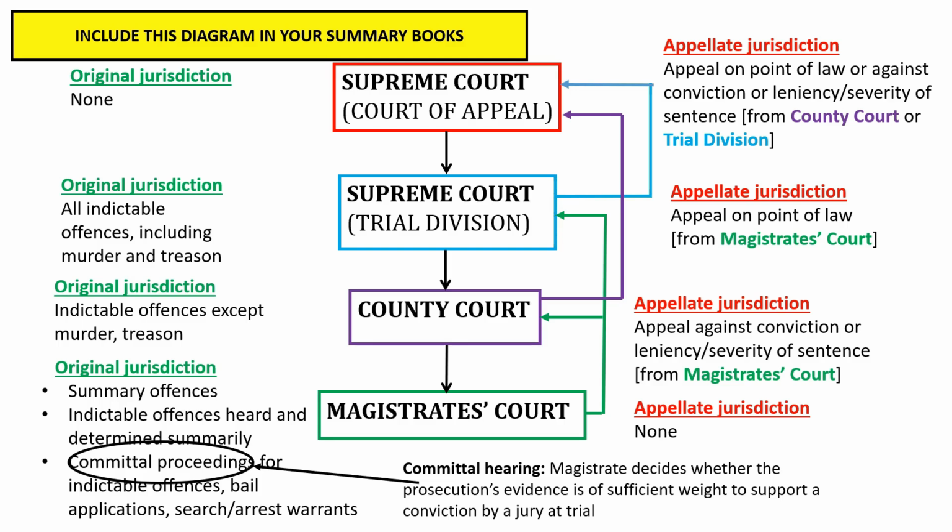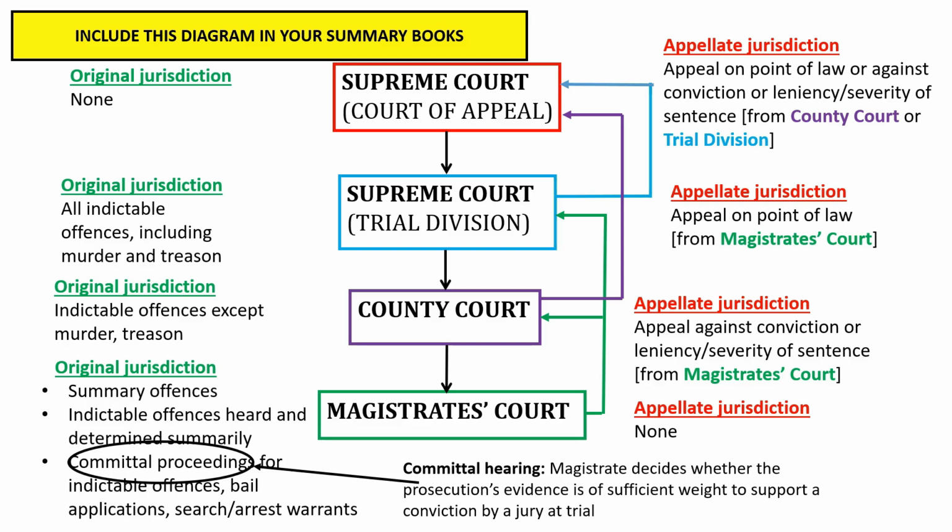What this means is that either the prosecution or the accused can appeal a decision of the county court or the trial division to the Court of Appeal on the basis that the judge in the county court or the trial division has made an error of law or has misapplied the law.